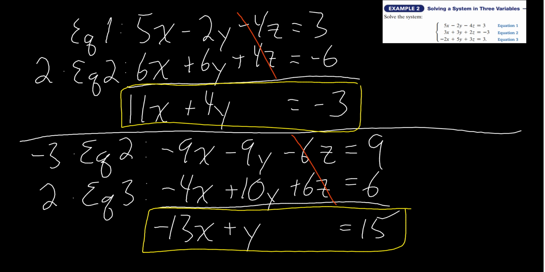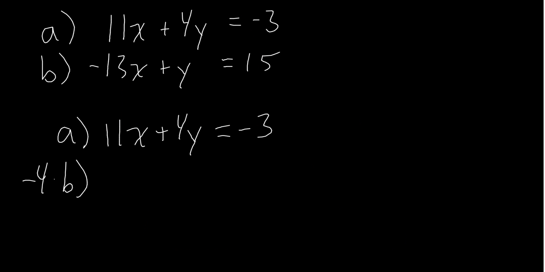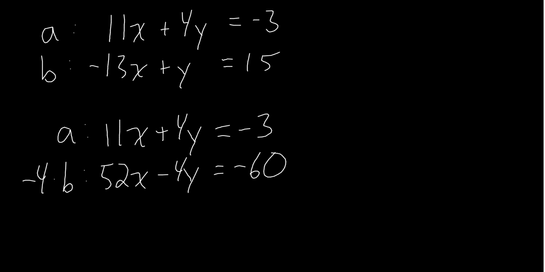Let's put colons there, since I did that on the previous page. Okay, so we have a negative 4 times B. So negative 13 times a negative 4, that's going to be positive 52x. And this would be a negative 4y, and this is equal to a negative 60.